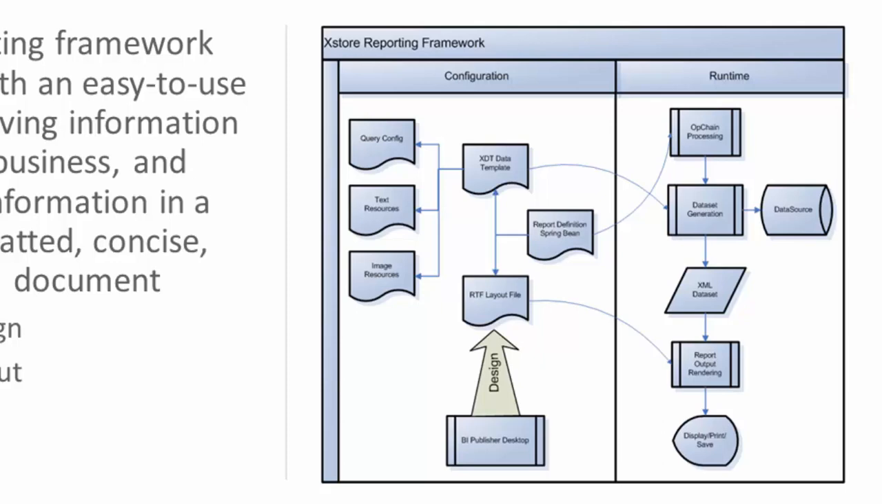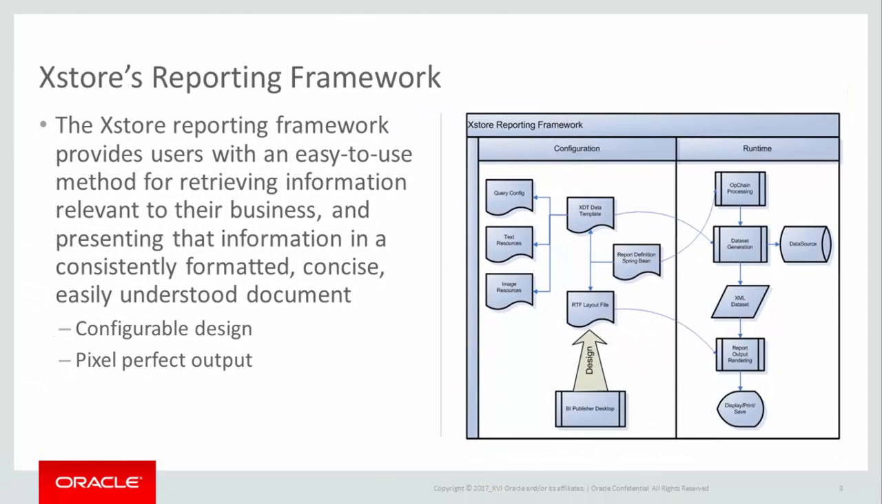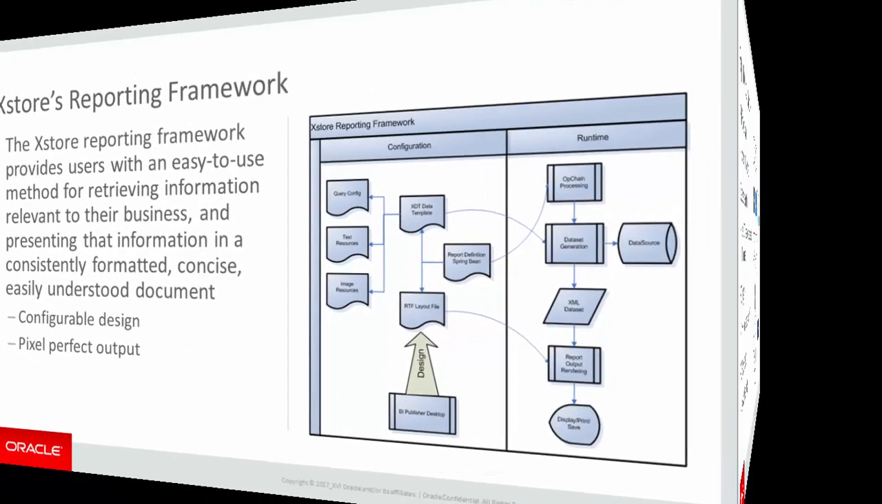The visual formatting for a report is defined in an RTF layout template. RTF layout templates are designed using Oracle BI Publisher Desktop and Microsoft Word. The report framework's rendering component uses both the RTF layout template and the generated XML dataset to produce the report output displayed in XStore. Let's take a closer look at what happens during the rendering of a report.